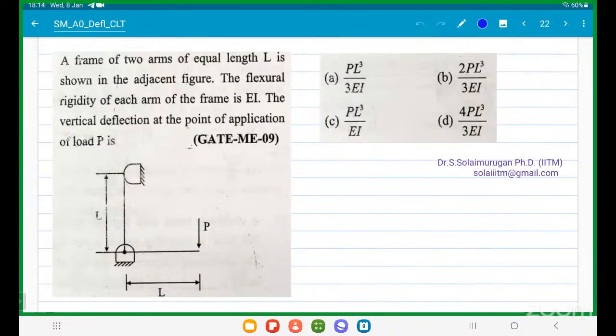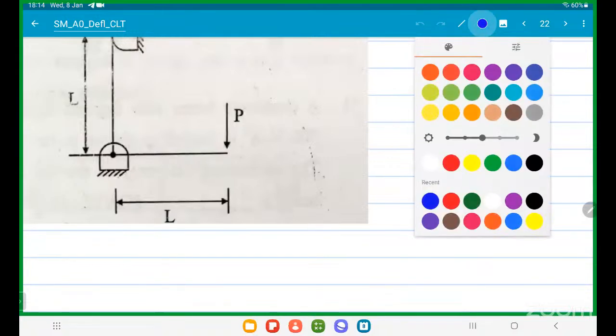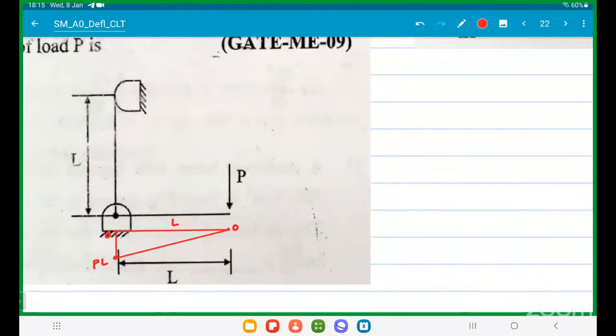Sir, first draw the BMD for the horizontal member. Don't waste the time, directly go to here. BMD for the horizontal member. Right. Where to draw? Here we will draw. What is the maximum bending moment value? P into L. This is 0. It is L. Right. Then what is the bending moment for the vertical member?